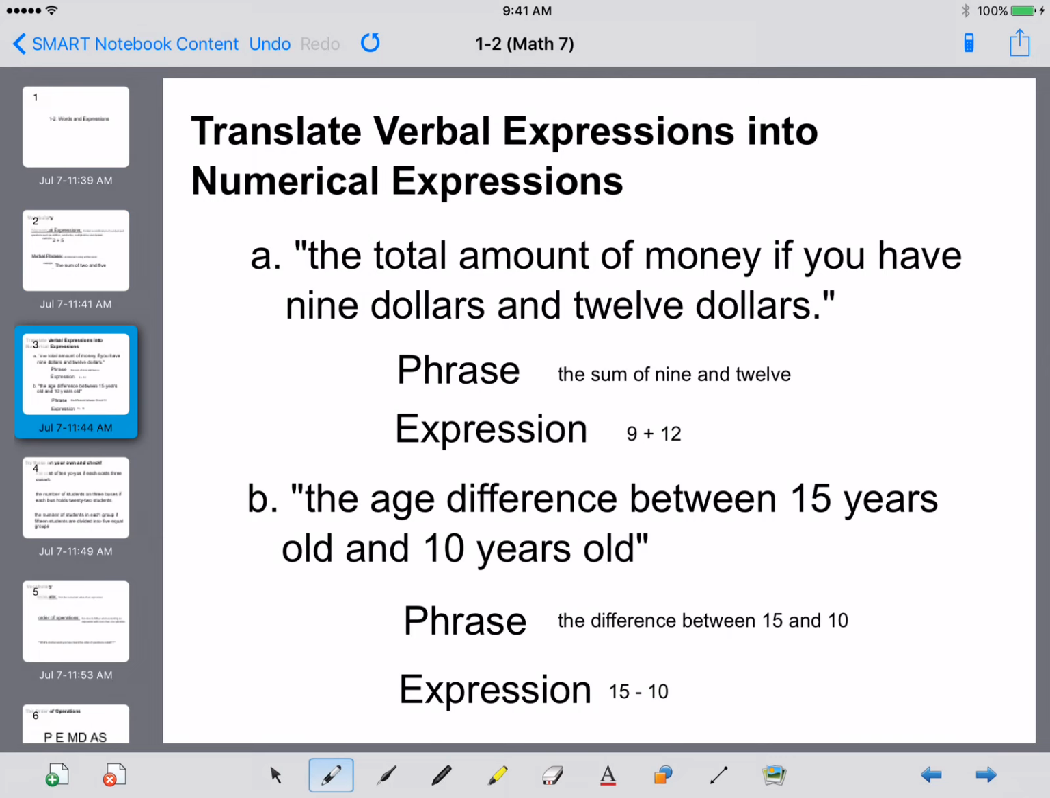Another example for you here is the age difference between 15 years old and 10 years old. What we're looking for is the difference between 15 and 10. And so 15 minus 10 is what you're looking for down here. So you want to take your bigger picture, break it down into your words, and then break that down into your numerical expression.